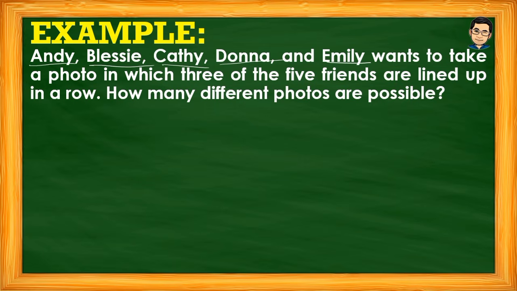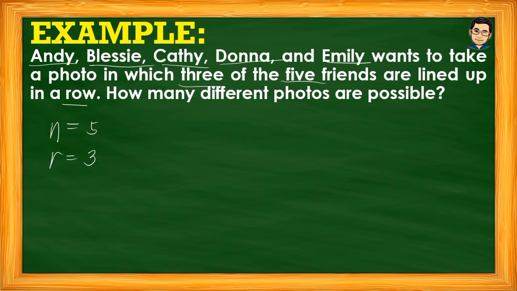So, kailangan po nating identify dito which is n, which is r. Okay, so nakalinya po sila in a row. Okay, so our n here is 5, kasi 5 yung magkakaibigan. And then, from these 5 friends, kukuha po tayo ng 3. So, r is equal to 3, kasi, by 3 po ang ating picture taking.